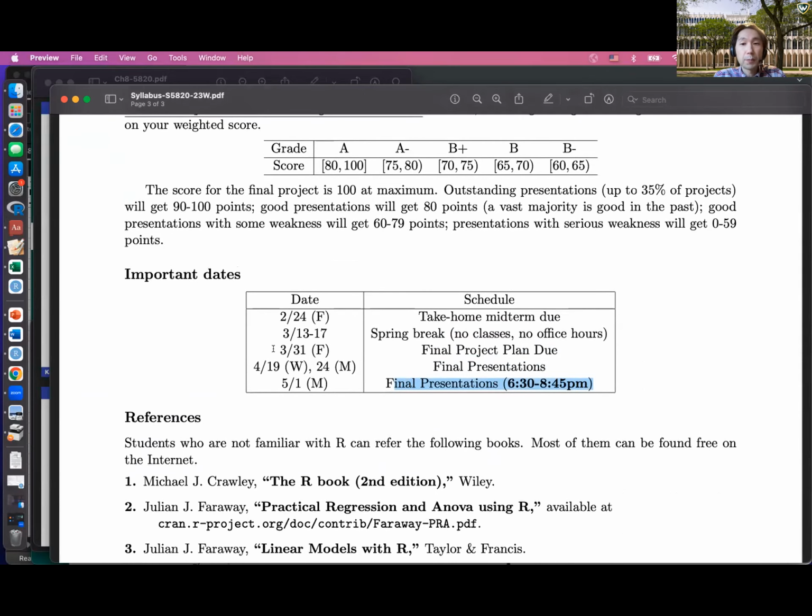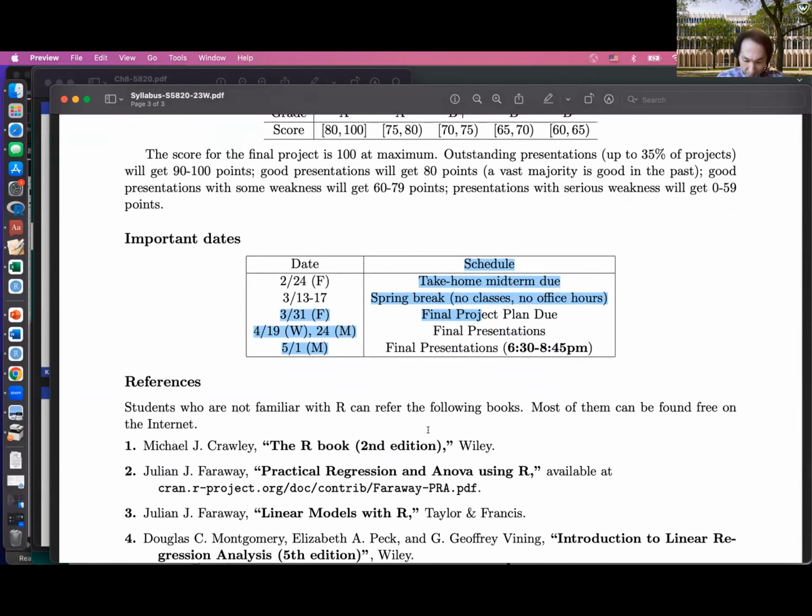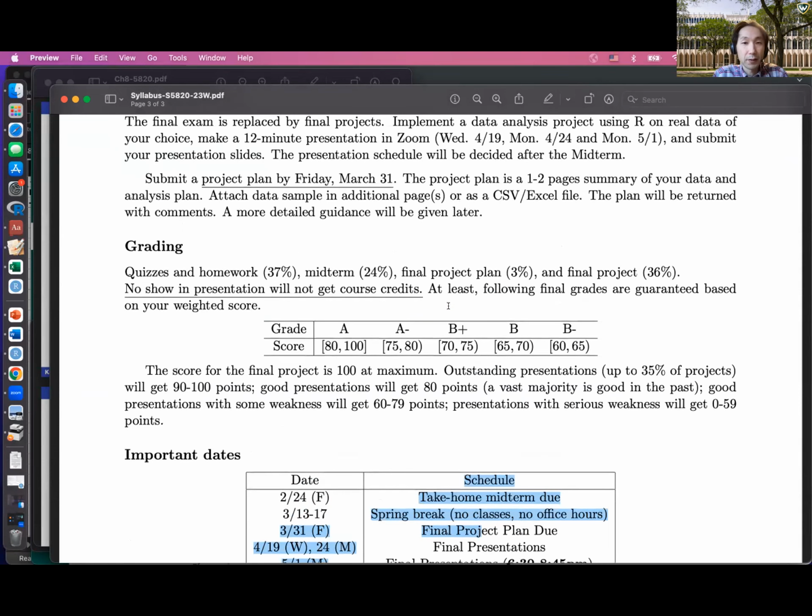The final project plan is due on March 31st. That is, I think, 11 days from now. So I think it's a good time to start. But if you start too early, then you haven't studied many models. That's why I haven't discussed it until today.